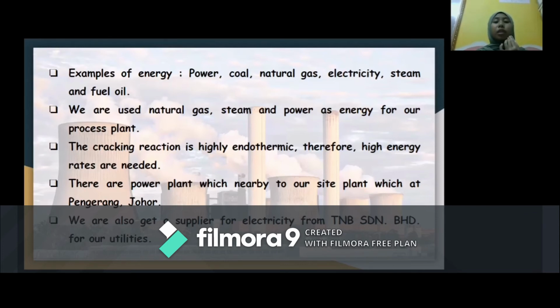Since our chosen site plant is at Pengerang, Johor, there is also energy, which is electricity, by TNB, SD, and BHD as our sources of utilities at the site plant. So lastly, in conclusion, because of this factor, which is energy availability, we are choosing Pengerang, Johor as our site location.